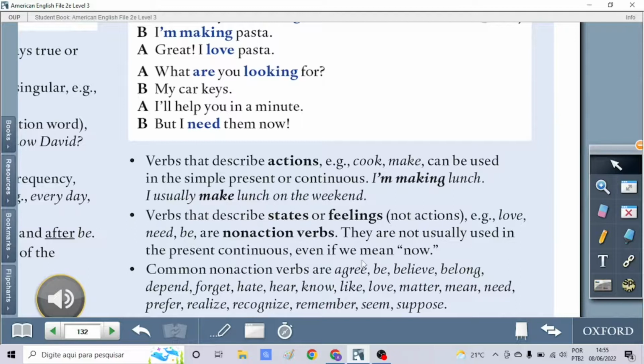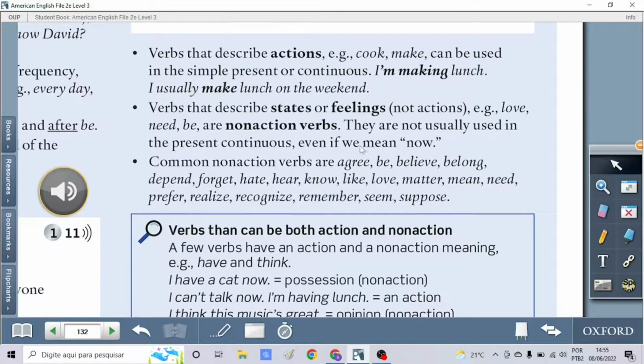When you say estou conhecendo uma pessoa, the verb to know is not an action verb. So you don't say I am knowing a person. Okay, you say I know this person or I'm getting to know this person. That would work better. Okay, so these non-action verbs are not used in the continuous form.